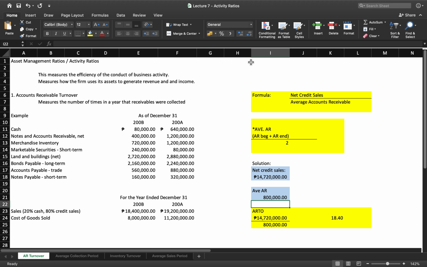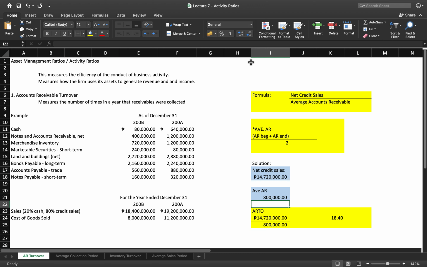So, previously, as we always do, I would review you. So, ano ba ang na-discuss natin before you had your midterms? So, we discussed about the liquidity ratios. So, what are liquidity ratios as a review? Based on our discussion, liquidity ratios measure the what? The short-term debt paying ability of a company.